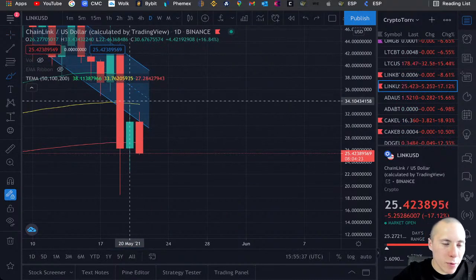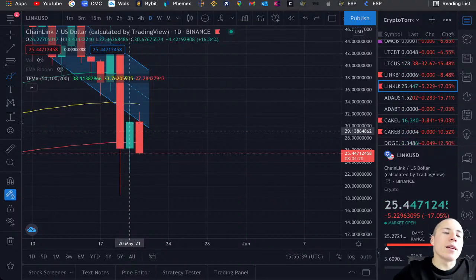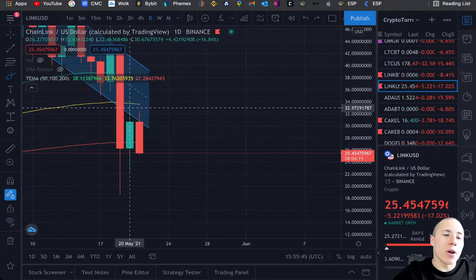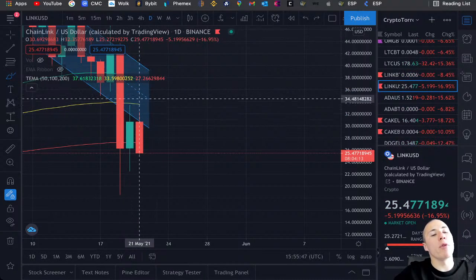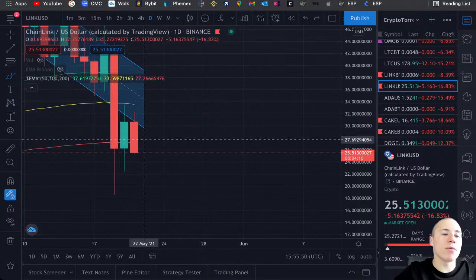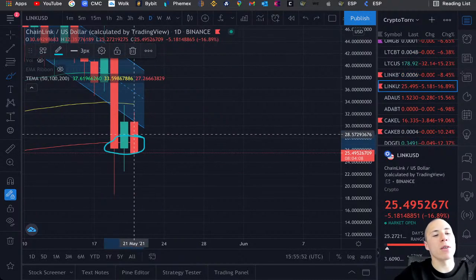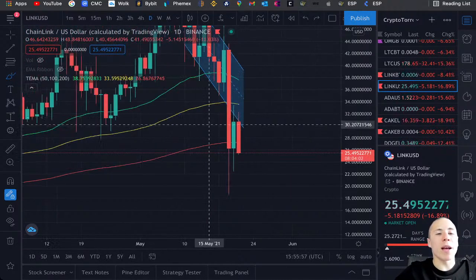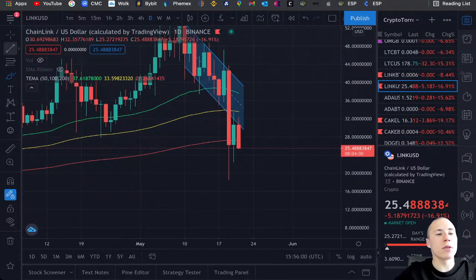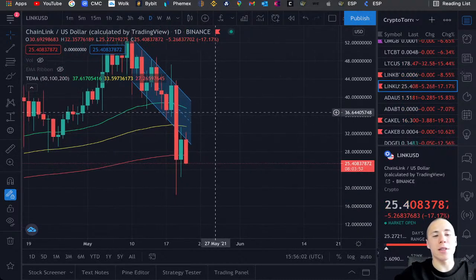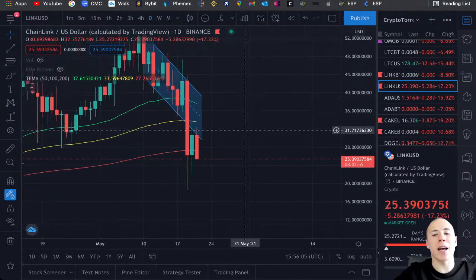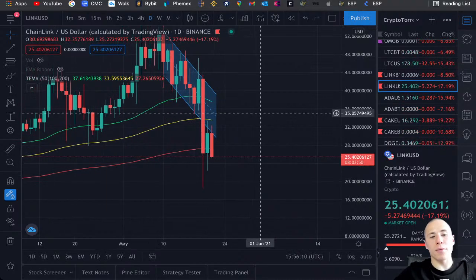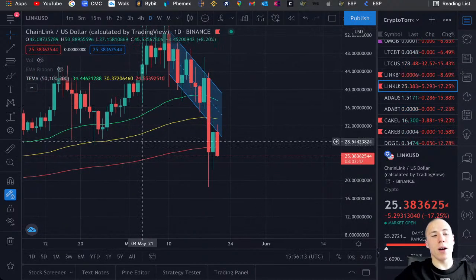You can see that we have been rejected due to the candle wicks that went all the way up and weren't able to go above this 100-day moving average. But right now we are also finding support right on top of the 200-day moving average. And I personally think that the 200-day moving average is something to really not underestimate, because it is giving a lot of support to Chainlink and to all assets.